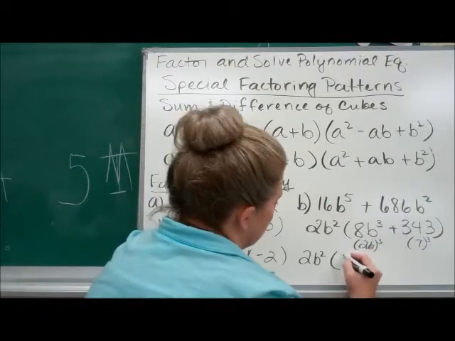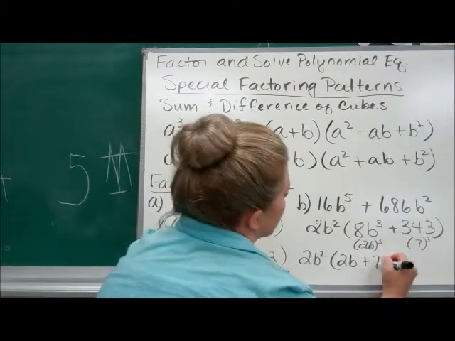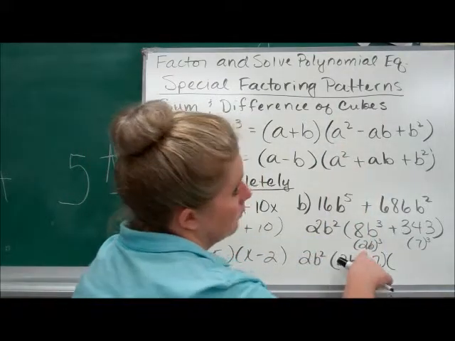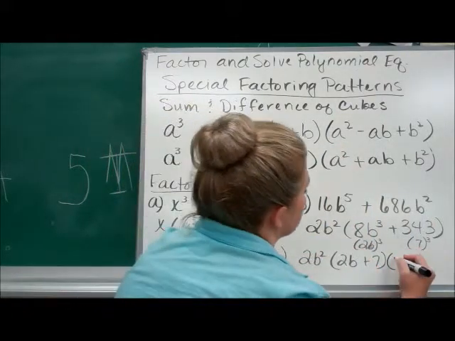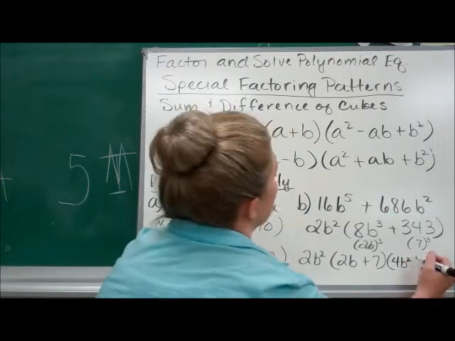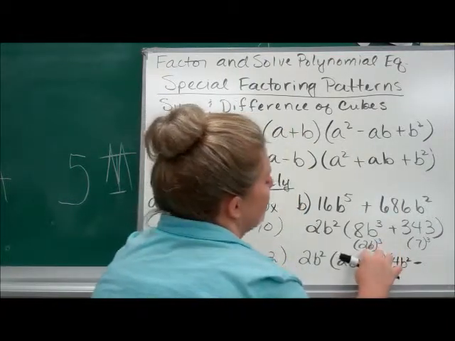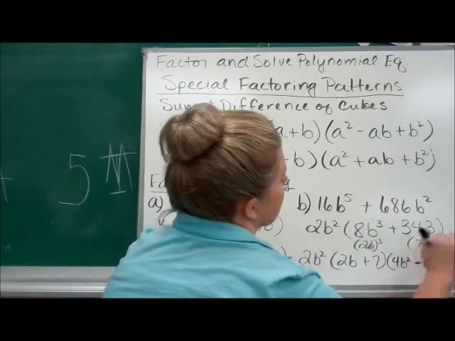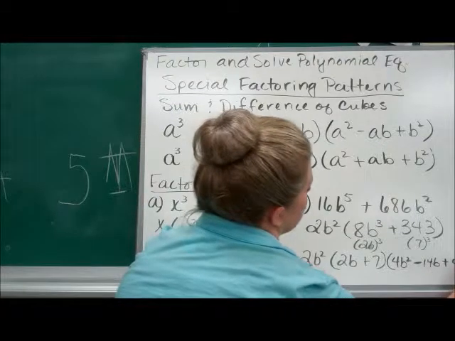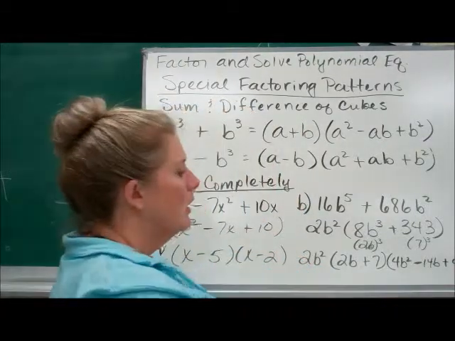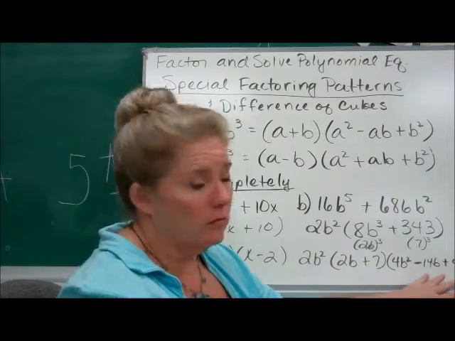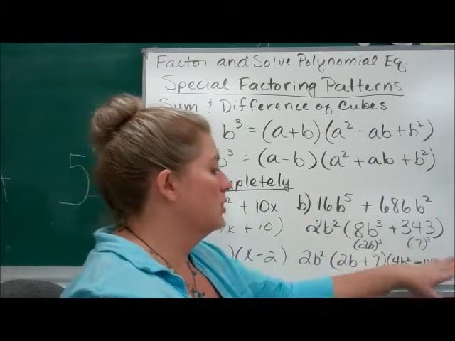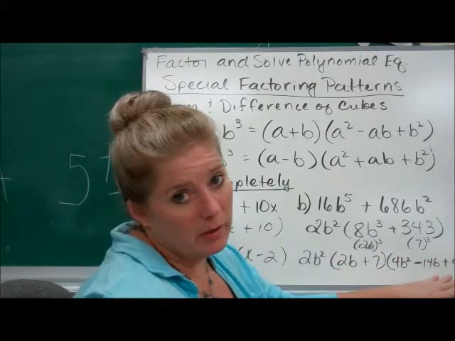Well, a is 2b in this case. Plus 7. And then a squared, well, okay, 2 squared is 4, and b squared is just b squared, so this is 4b squared, minus 7 times 2b, so 14b, plus 7 squared, which is 49, okay? And I have never found the trinomial for the sum or difference of perfect cubes. This trinomial has never been able to be factored.